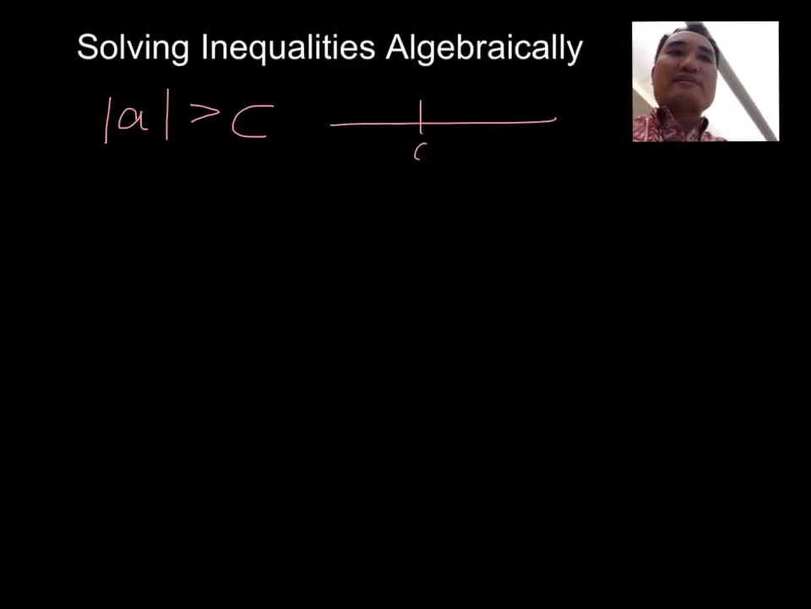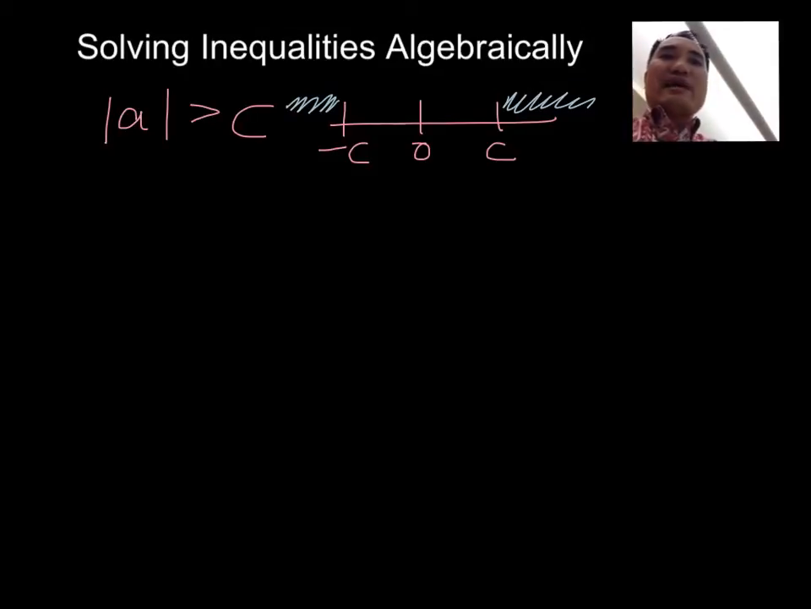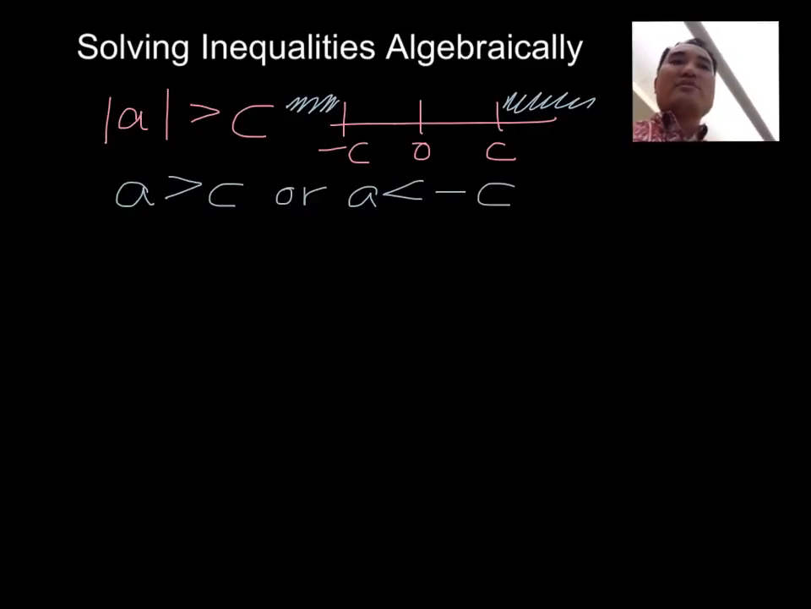Graphically, if this is 0, then to be more than C units away, you need to be either greater than C or less than negative C. So the algebraic way to write this is A is greater than C or A is less than negative C. Notice we have to write it separate like that because on the graph there are two separate regions. So let's do an example.